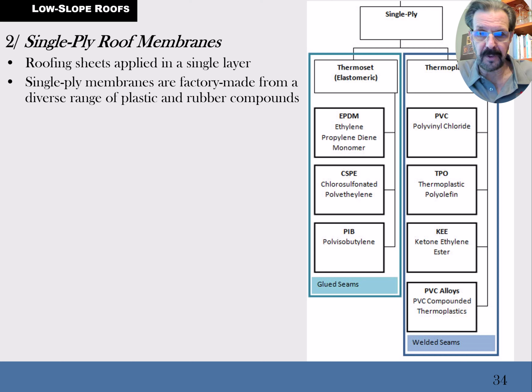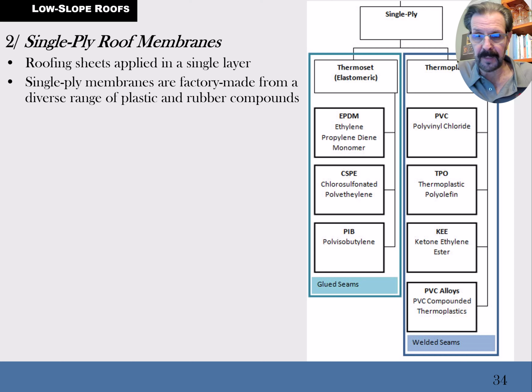And then there are some other categories, but by far the most common of the thermoset is the EPDM. So that's one that you need to know. EPDM, and remember that EPDM is that thermoset. Now, if you think about it, glue sets up, and that's what we're doing. We're gluing this stuff down. So it's called thermoset, and the word set is in the concept of gluing the seams down and everything. So that's glued down. Okay. Then the other category is thermoplastic. And the thermoplastic can also be glued down in some places, but the seams are generally welded.